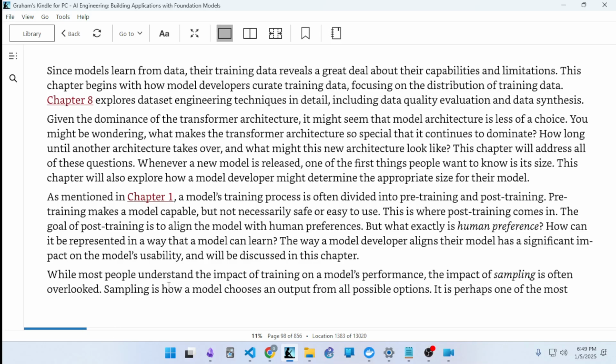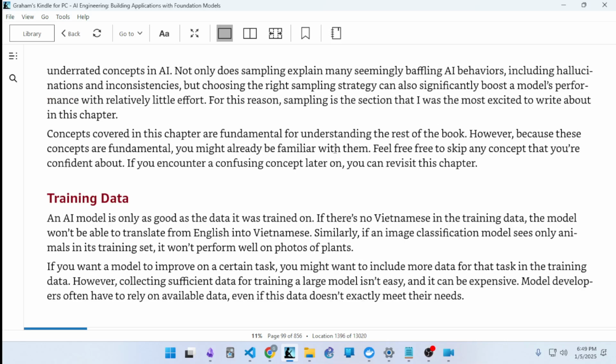overlooked. Sampling is how a model chooses an output from all possible options. It is perhaps one of the most underrated concepts in AI. Not only does sampling explain many seemingly baffling AI behaviors, including hallucinations and inconsistencies, but choosing the right sampling strategy can also significantly boost a model's performance with relatively little effort. For this reason, sampling is the section that I was most excited to write about in this chapter.